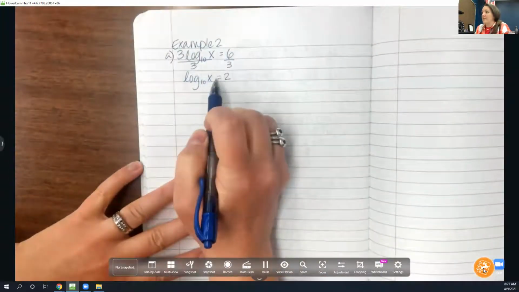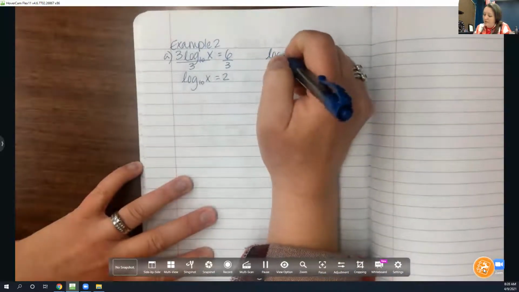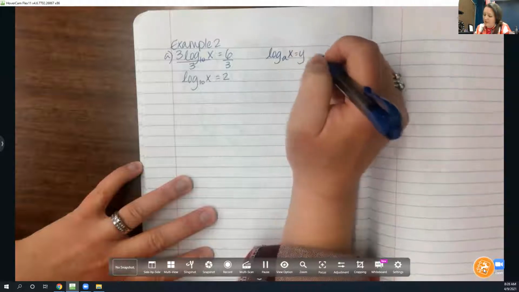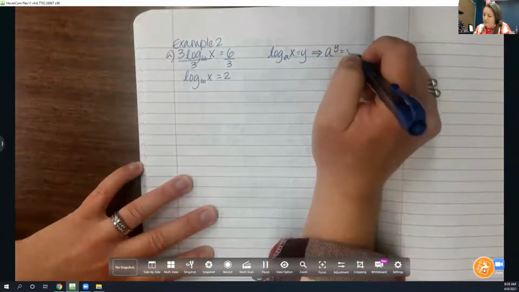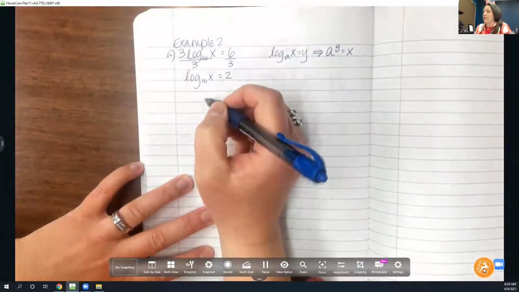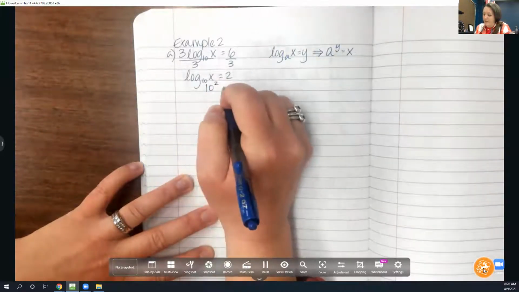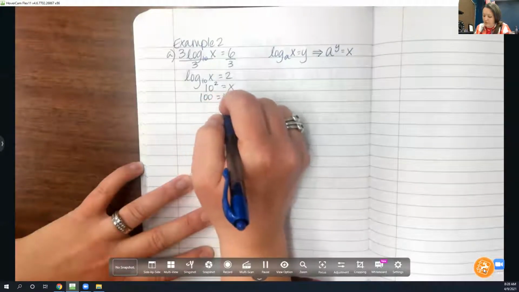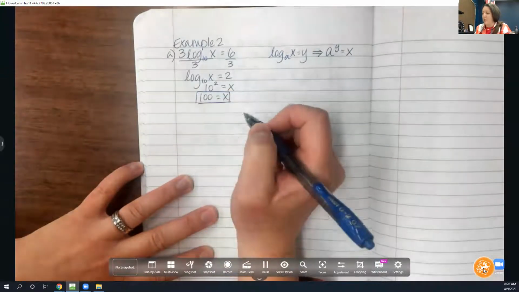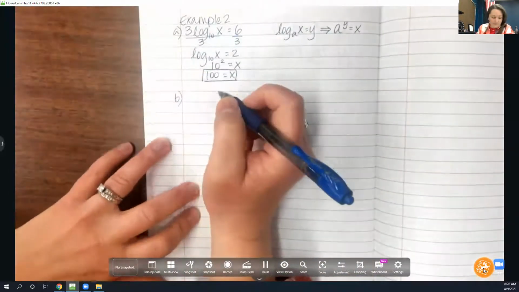Because my x is here, I'm going to go back to my log and exponent properties. Remember when we said log base a of x equals y, converting that to an exponent is a to the y equals x. We're going to do that same thing here. I'm going to rewrite this as an exponent. So 10 to the 2 equals x. Well, 10 squared, I can figure that out. It's 100, so x equals 100. We can check that by placing it in Desmos to see if we're correct. I'm going to move on just for time's sake.